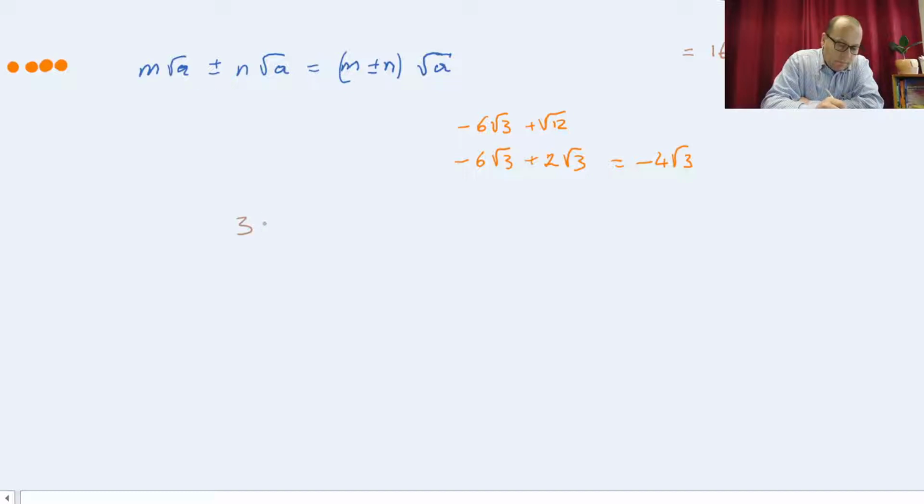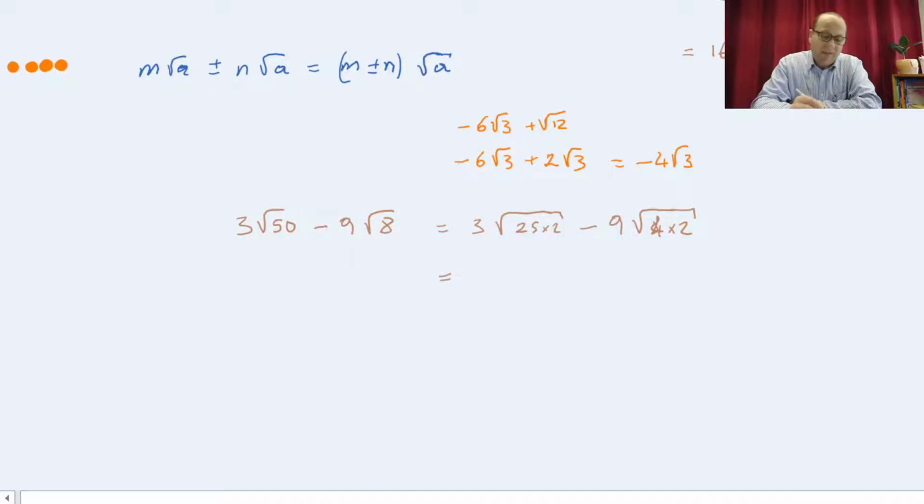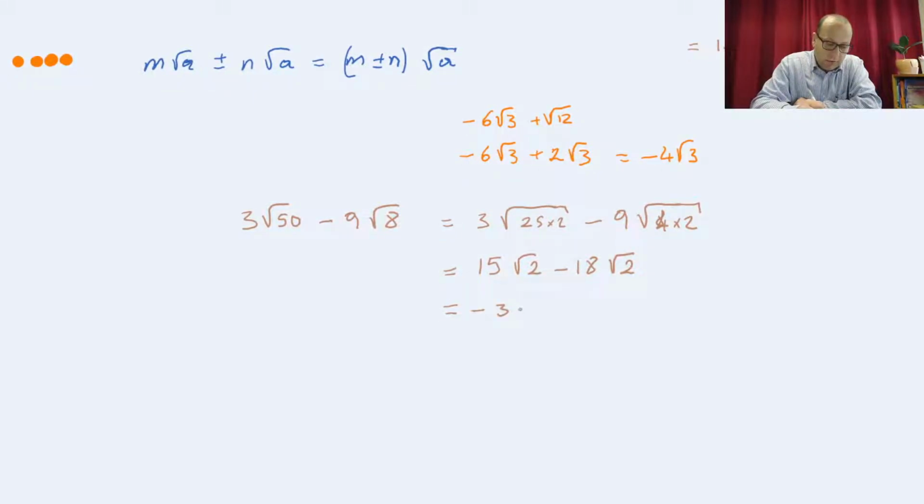3 root 50 minus 9 root 8. That's the same thing as 3 root of 50, which is 25 times 2, minus 9 square root of 8, which is 4 times 2. That's equal to: square root of 25 is 5, multiplied by 3, that's 15 root 2, minus square root of 4 is 2, multiplied by 9, it's 18 root 2. So 15 root 2 minus 18 root 2, that's just minus 3 root 2.